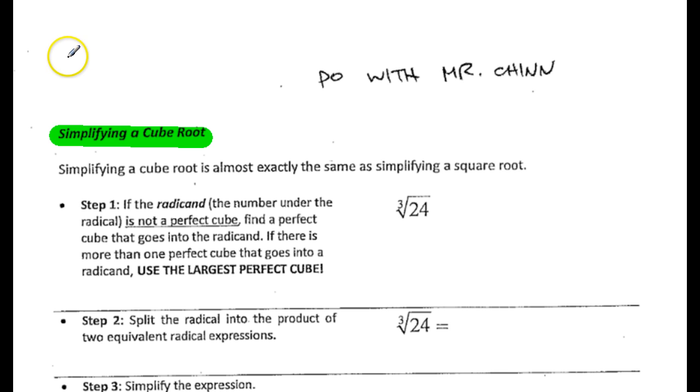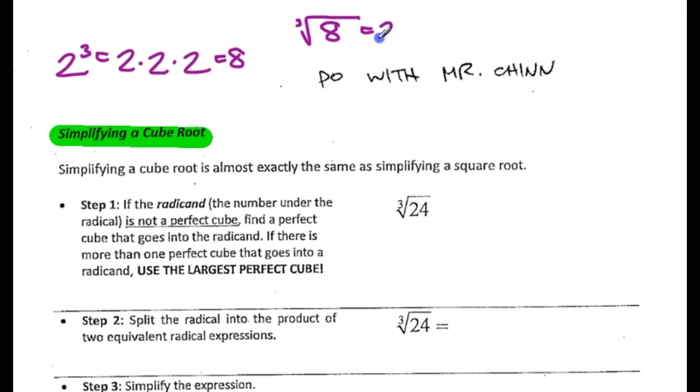A cube is an exponent of 3. So if I have 2 to the third power, that means 2 times 2 times 2, which is 8. And so therefore, if I do it backwards, the cube root of 8 is 2, because 8 is 2 times 4, 4 is 2 times 2.